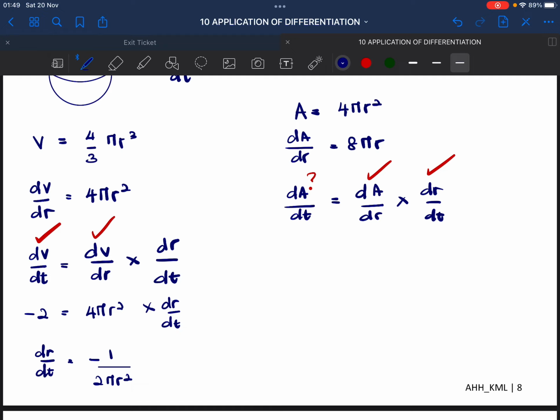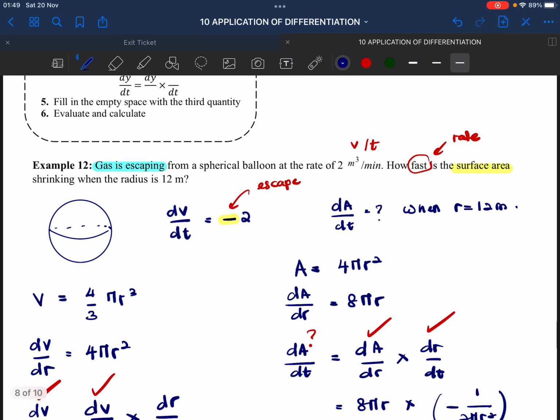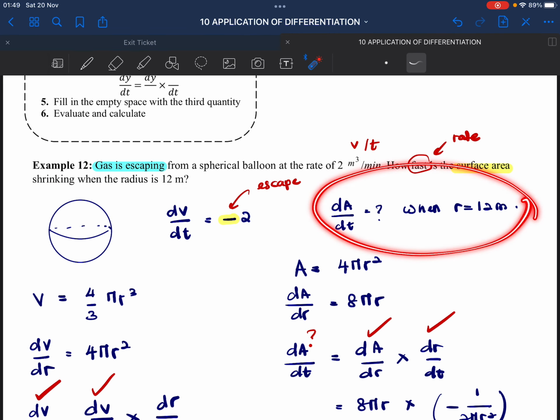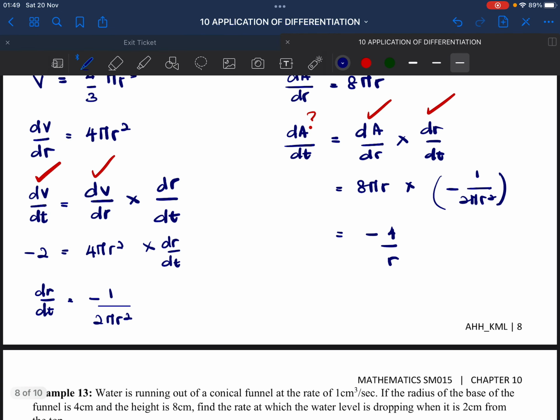So now we just substitute. Our dA over dr is 8 pi r. Our dr over dt is negative 1 over 2 pi r square. Simplify everything, you should get negative 4 over r. The question said find dA over dt when r equals 12 meter. So just substitute. When r equals 12, dA over dt is equal to negative 4 over 12, negative 1 over 3. A is meter square, time is minute. So that's going to be your answer.